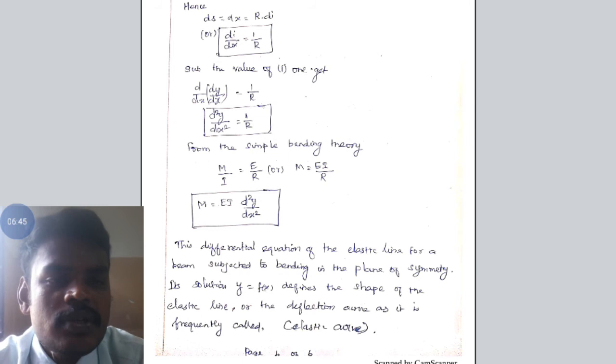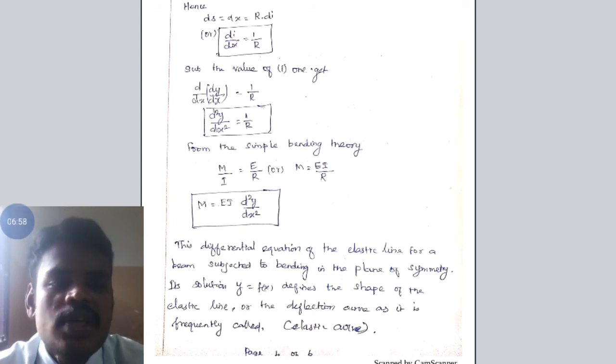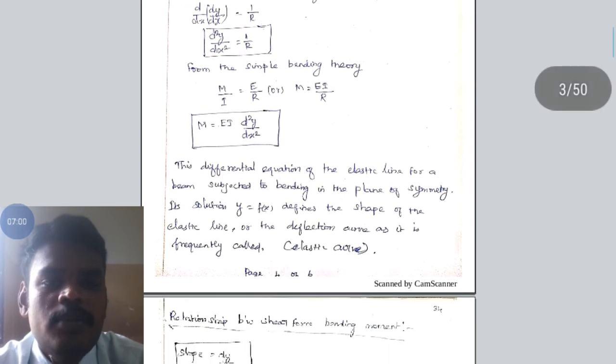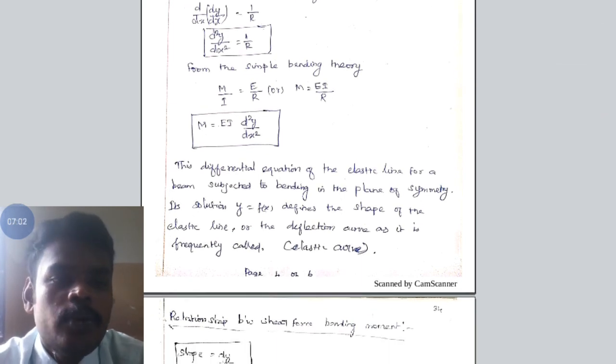In this equation, M is equal to 1 by r into EI. Instead of 1 by r, we can write d square y by dx square. Hence the equation becomes M is equal to EI into d square y by dx square. This is the differential equation of the elastic line for a beam subjected to bending in the plane of symmetry. Its solution y is equal to f of x defines the slope of the elastic line.